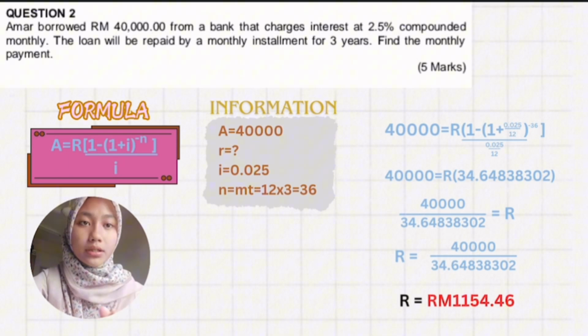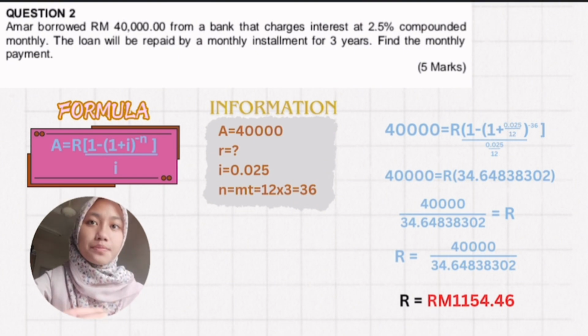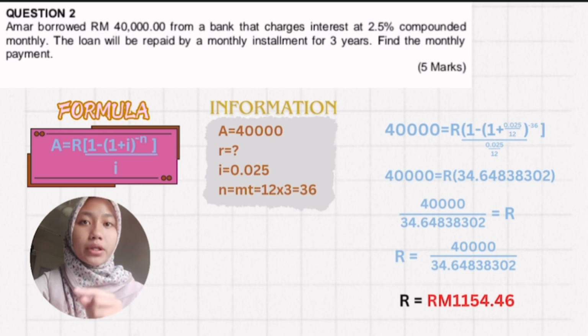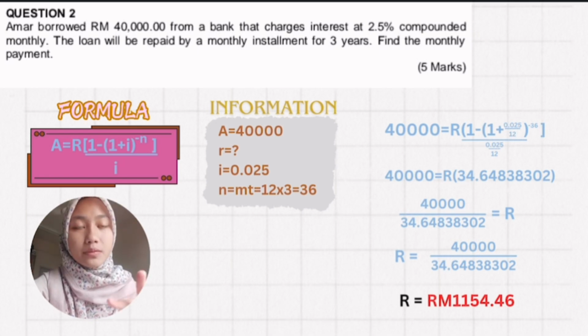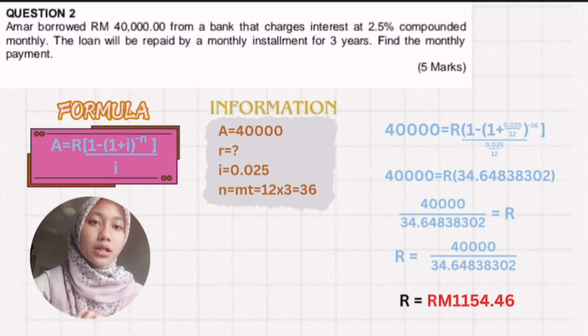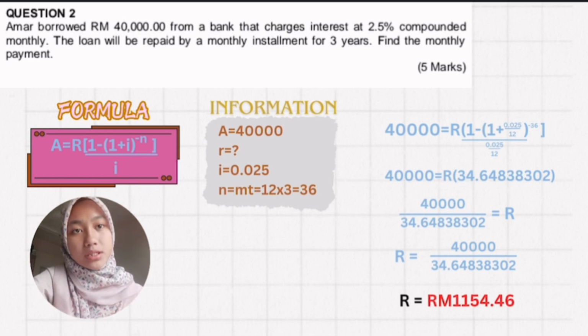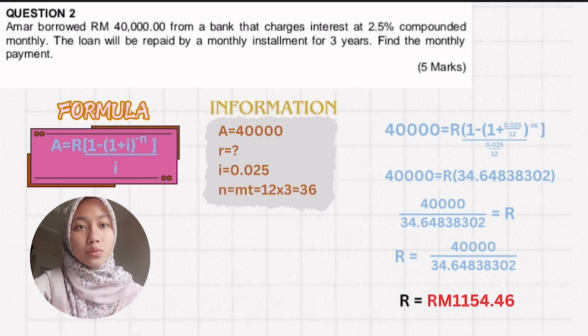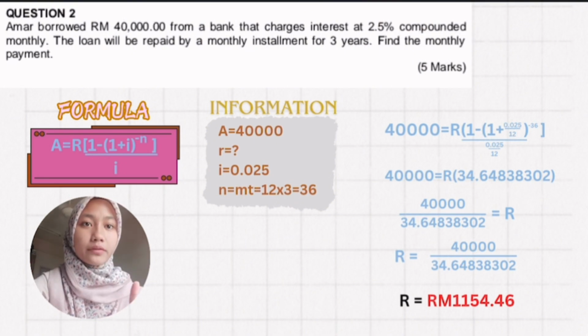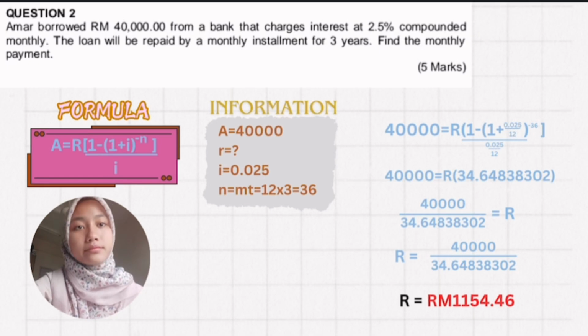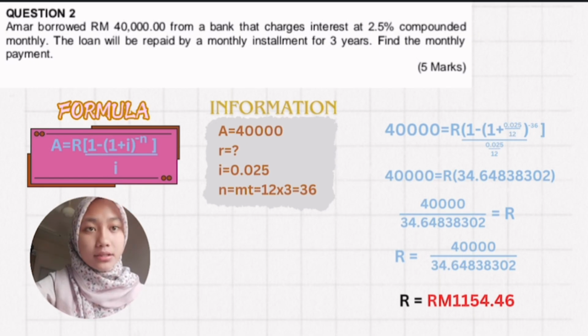And now we need to find the R. So we need to separate the R from the bracket. What is in the bracket, we put it below the 40,000, which is 40,000 divided by 34.64838302 equal to R. We just need to find the answer of this part. So the answer of this, R equal to RM1,154.46. That's the answer for this.